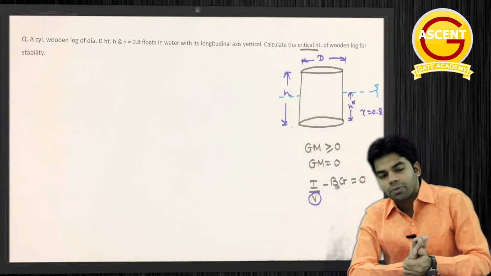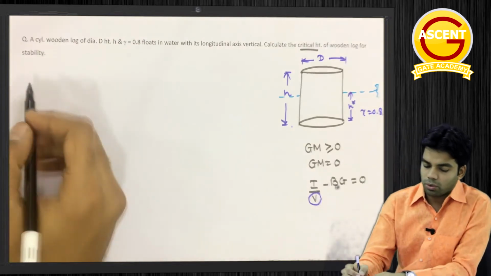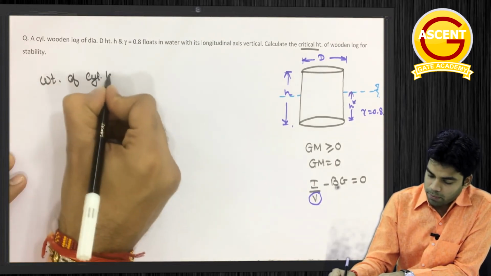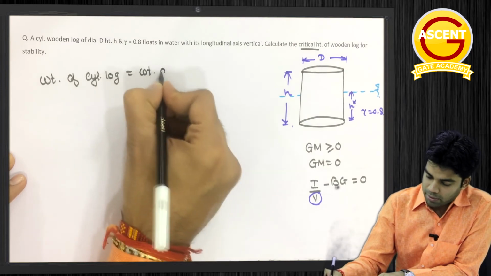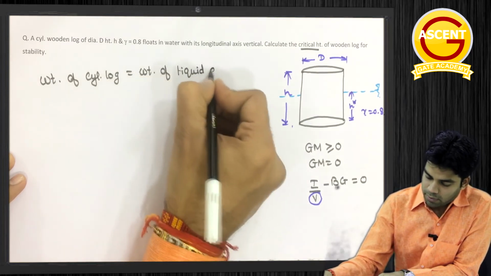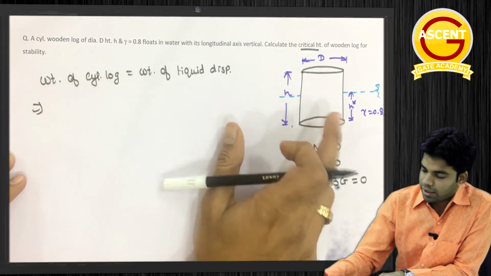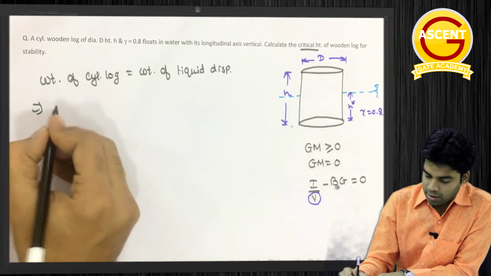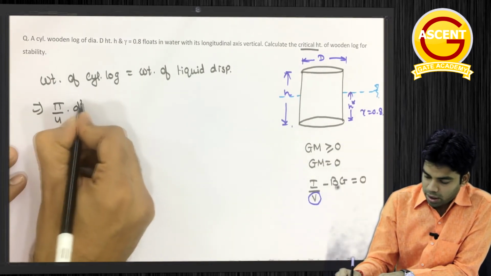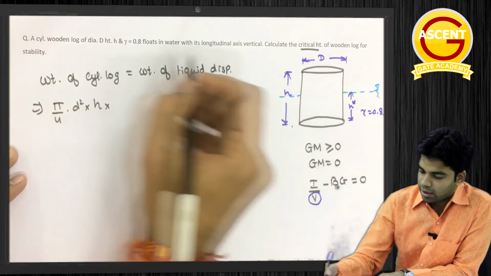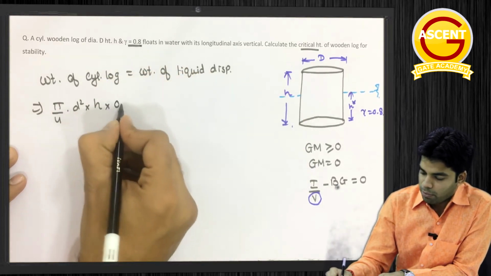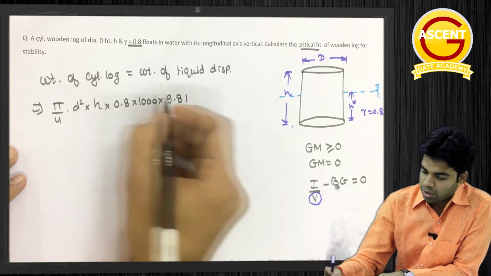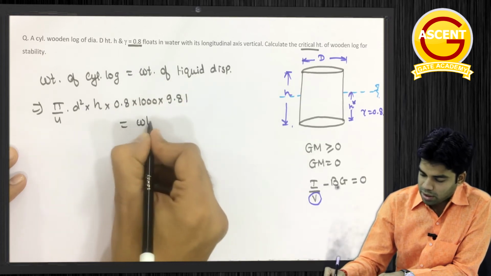So how to determine this? We know that the total weight of the cylindrical log is equal to the weight of liquid displaced. Now what is the weight of the cylindrical log? This is nothing but volume into density into g. So total volume is pi by 4 into D square into H, into density. Specific gravity is given as 0.8, so density is 0.8 into 1000 into 9.81.